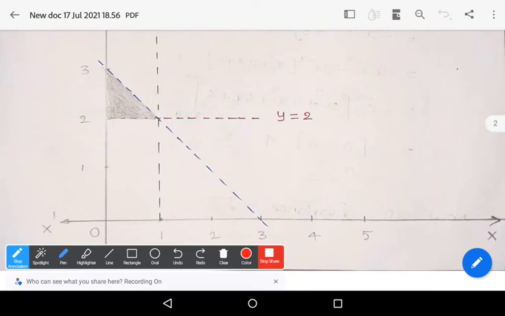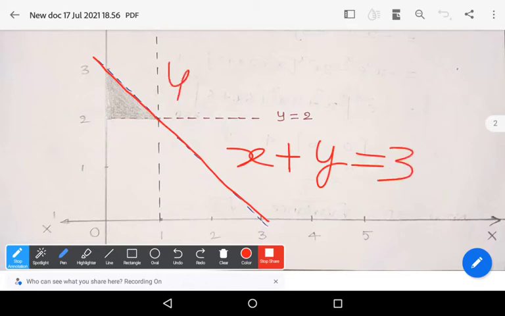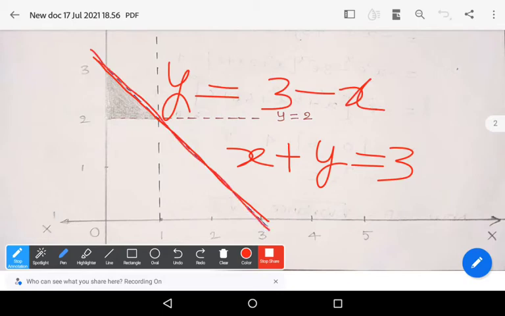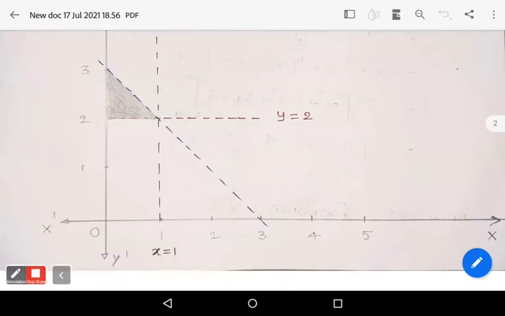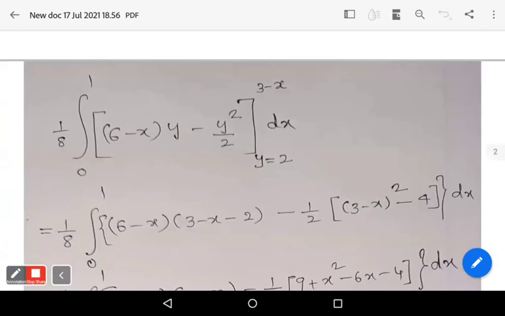What about y? This straight line gives the line x + y = 3. So what is y from that line? y = 3 minus x. We take only the region below the line x + y = 3. So y = 3 minus x. That's why the limits will be like this.